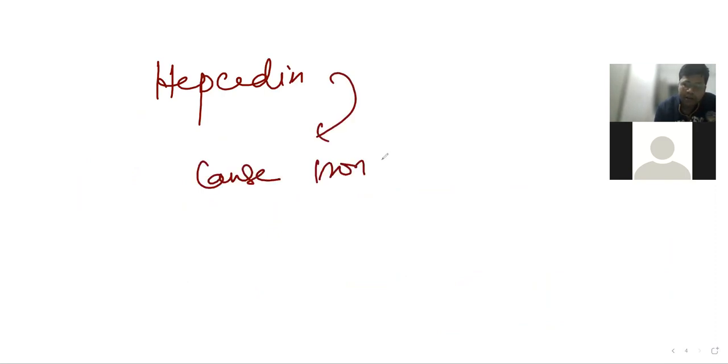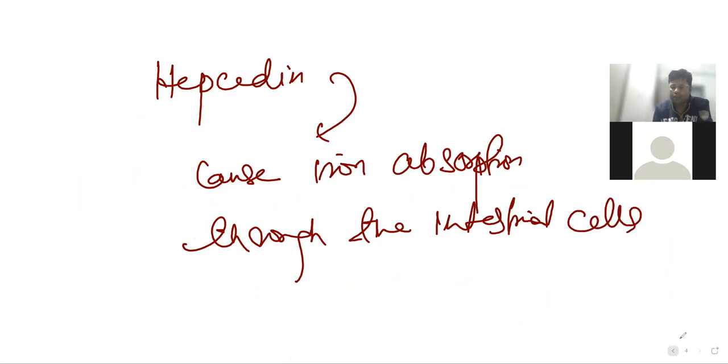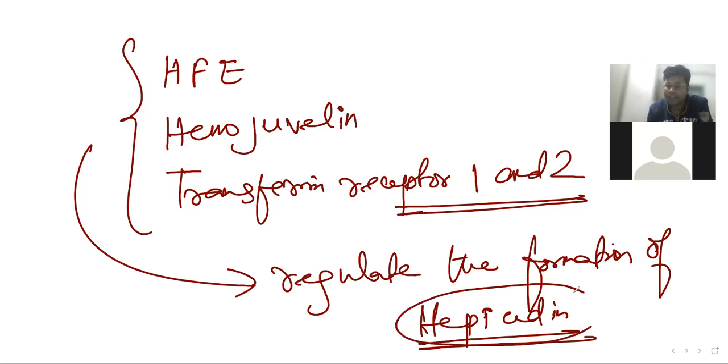Are you getting what I'm saying? Let me explain it again. There are some genes, that is HFE, then hemojuvelin, transferrin receptor 1 and 2. So what is their function? They regulate the formation of something known as hepcidin. Now what is this hepcidin? What does hepcidin do? It helps you in the absorption of iron.